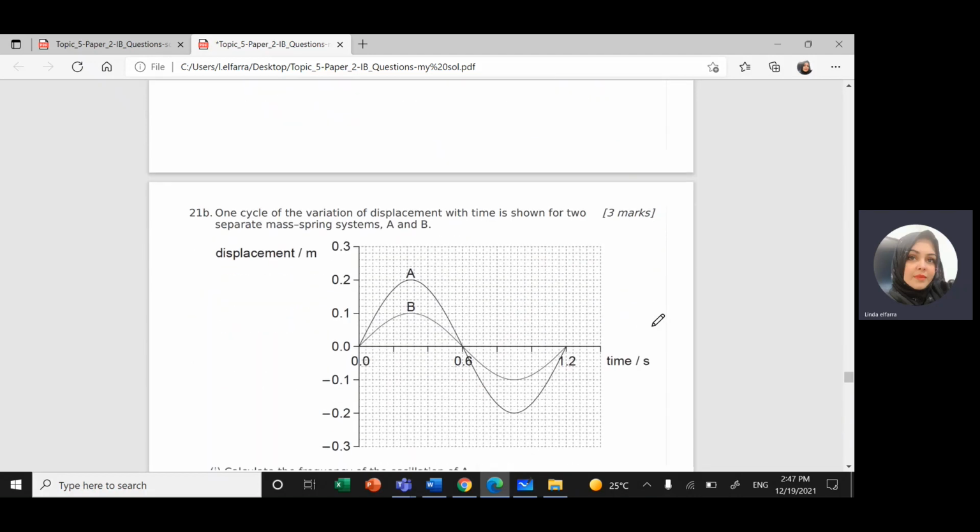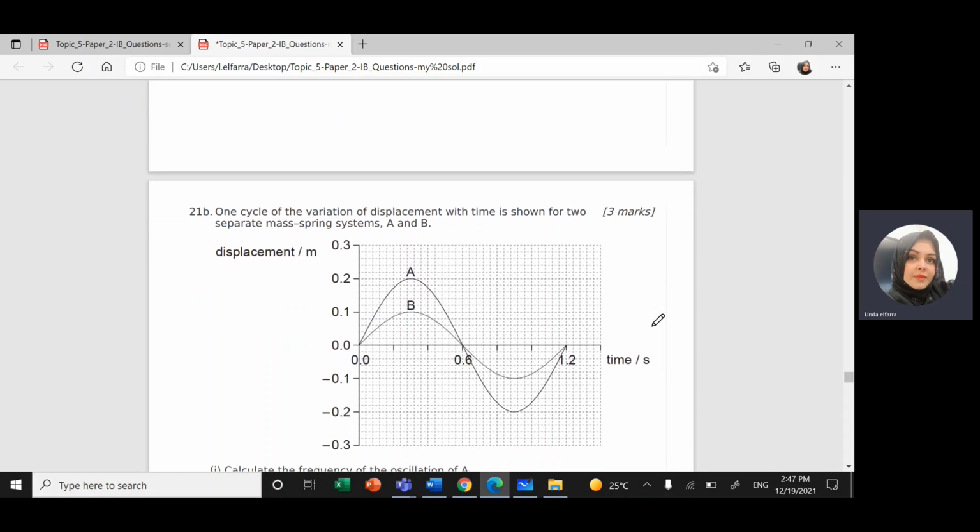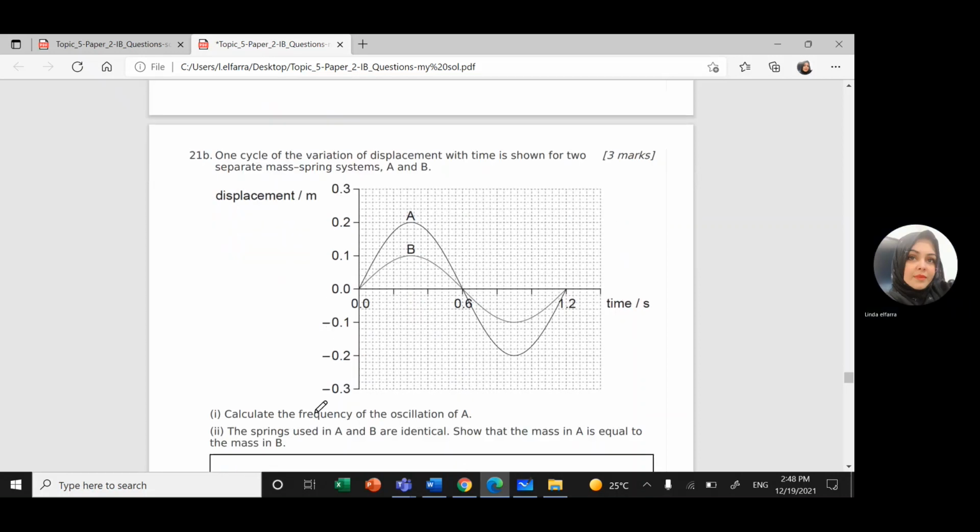Now, part B of the question. One cycle of the variation of displacement with time is shown for two separate mass spring systems, A and B. So I have two different mass spring systems. Mass A has a maximum displacement of 0.2, and mass B has a maximum displacement of 0.1 meter. Calculate the frequency of the oscillation.